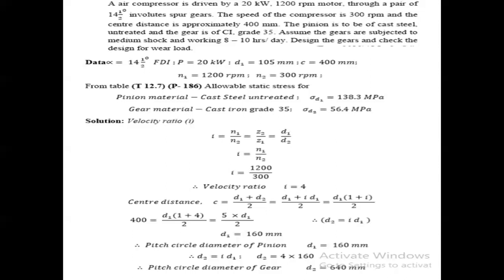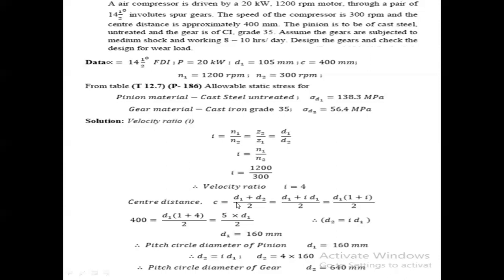First, as you know, the velocity ratio i is equal to n1 by n2, which is z2 by z1. Since the speeds of the pinion and the gear are given, that is 1200 by 300, that gives i equal to 4. Next, the center distance is given in the problem for a pair of involute gears. The center distance is approximately 400 mm.